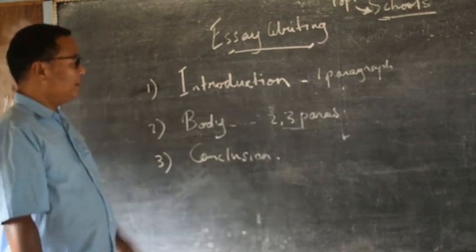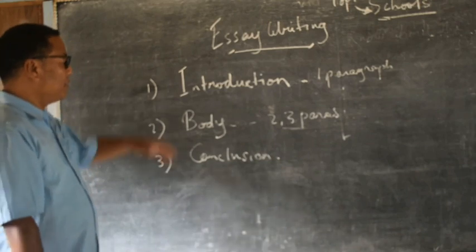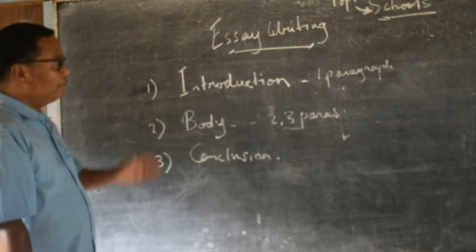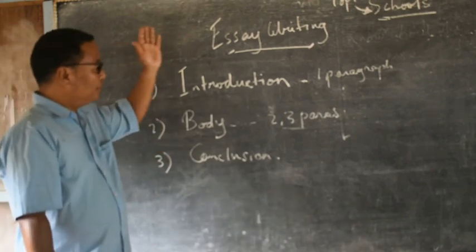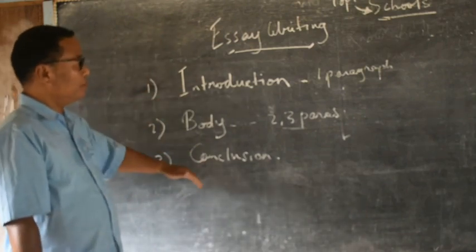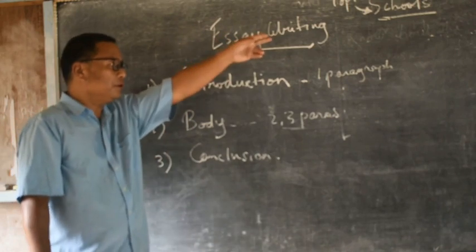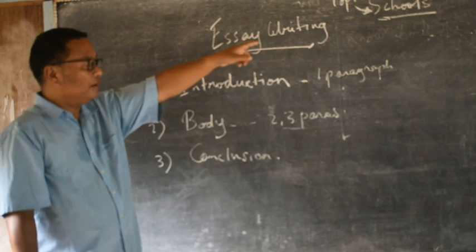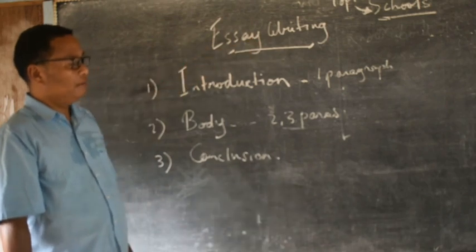So this is a way to write an essay. First introduction, then body, then conclusion. First, before we go to the introduction or body or conclusion, we must think about the topic. We must try to know everything about the topic.